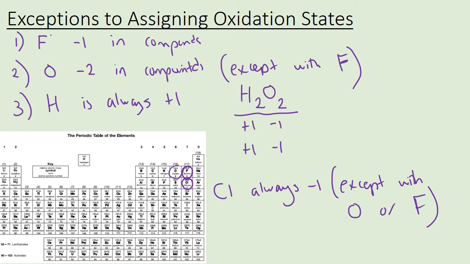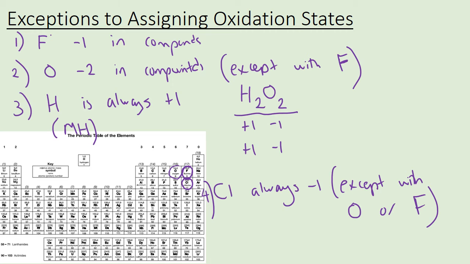Hydrogen is always +1. There is one exception that I don't really think we need to worry about, metal hydrides, in which case hydrogen does become -1, but I don't really want us to worry about that now. We're going to focus on applying the rules in our non-metals right now. And chlorine is always -1, except when it's with oxygen and fluorine. So it seems like there's quite a few exceptions, and I agree there are.